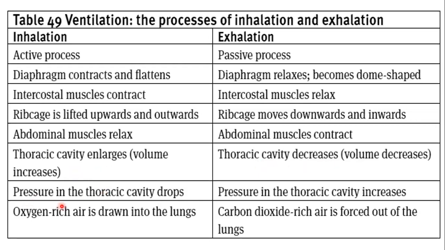And then the pressure in this thoracic cavity will drop. Why is the pressure dropping? When you increase volume, you decrease pressure. So when volume is increased, pressure is decreased. And the opposite happens. When volume decreases, then pressure increases. So that's why when the thoracic cavity enlarges, the pressure in that cavity will drop. But when the volume in the thoracic cavity decreases, then the pressure will increase. So they are inverse to each other.